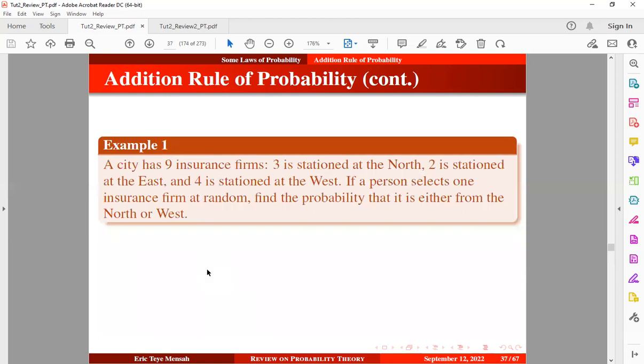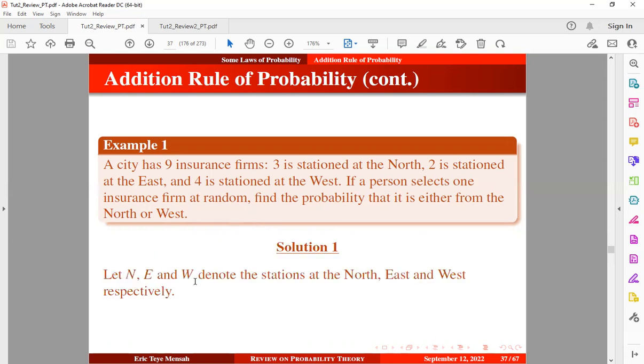Example 1: a city has 9 insurance firms. 3 are stationed at the north, 2 are stationed at the east, and 4 are stationed at the west. If a person selects one insurance firm at random, we want to find the probability that it is either from the north or west. So first of all, let N, E, and W denote the stations at the north, east, and west respectively.